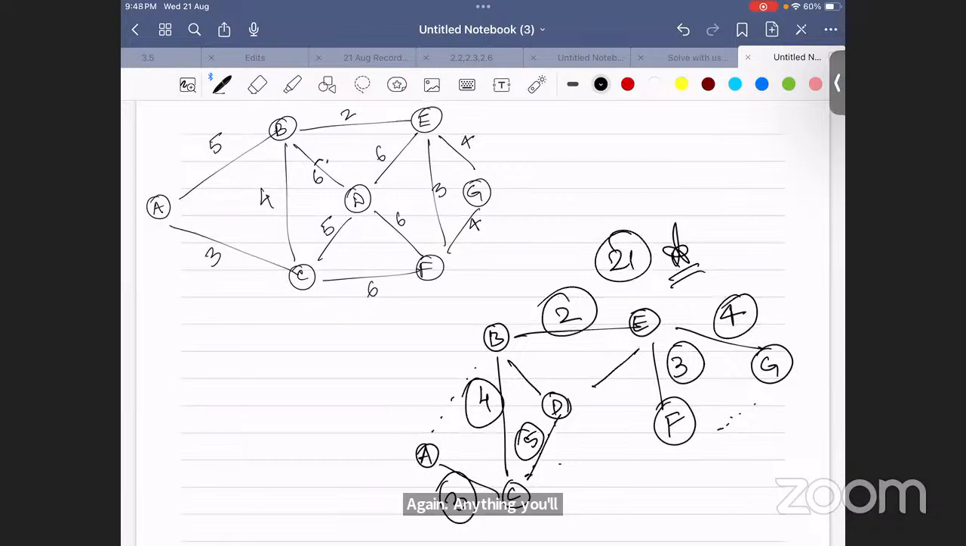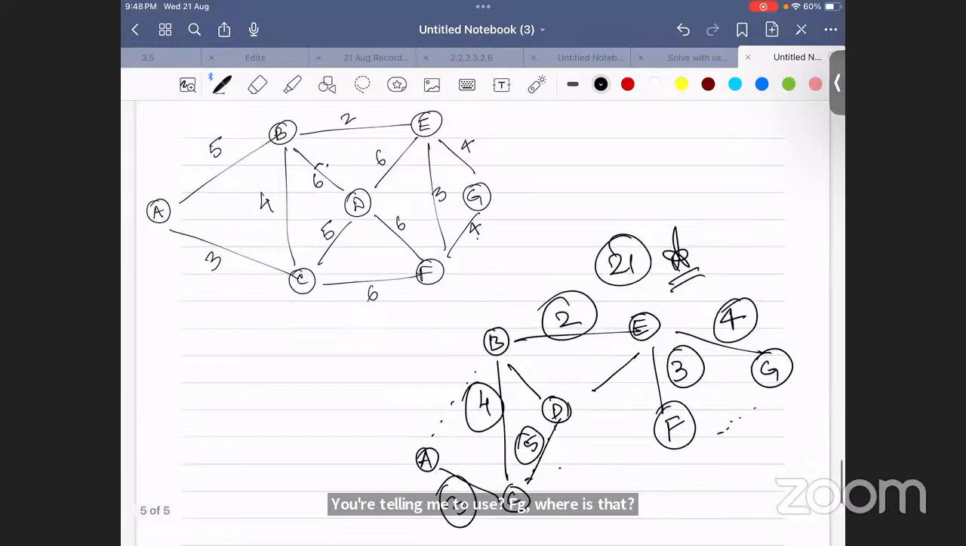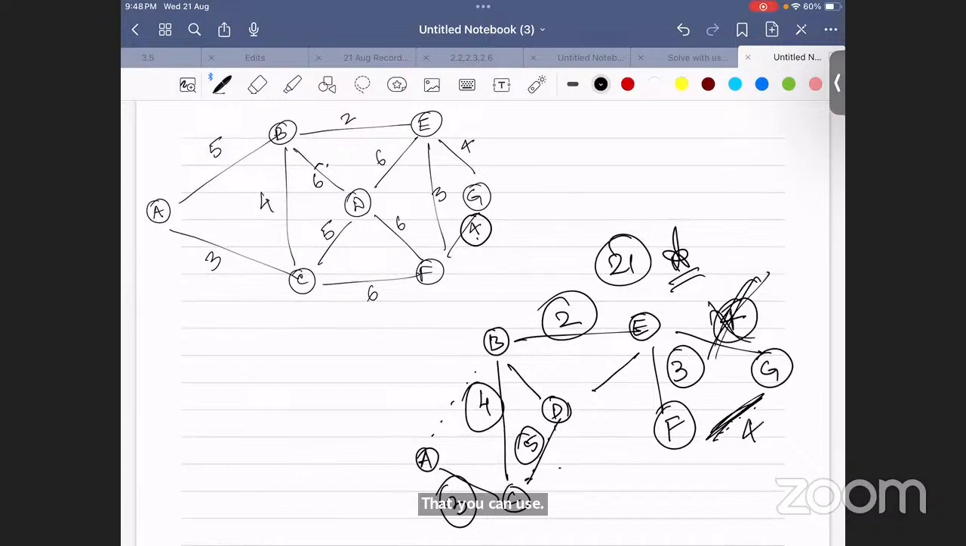Okay? Yes, sir. Sir, instead of using EG, can we use FG? Yeah, you can use it. You're telling me to use FG. Where is that FG? You can use FG. Yes, sir. Yeah, you can use anything. Do not use this. You can use anything. Yeah, correct. You can use it. Okay, sir.